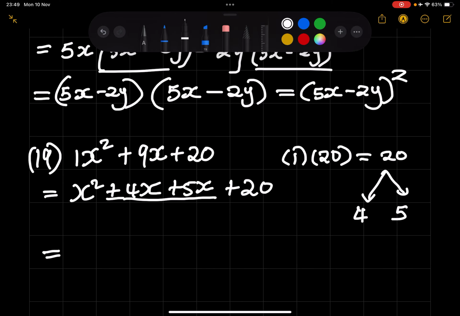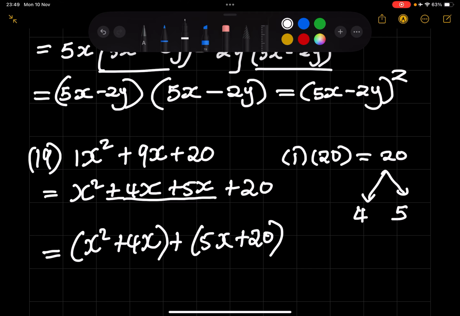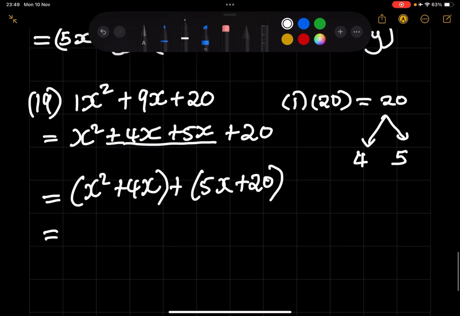Now we group them. We have x squared plus 4x plus 5x plus 20. The sign on the last term doesn't change because you have a plus in the middle. Then if you check in the first bracket, our common factor is x. Then we're going to have x plus 4 left. And you can also always check. If you FOIL back, you must get this. So x times x will give you x squared. x times 4 will give you 4x.